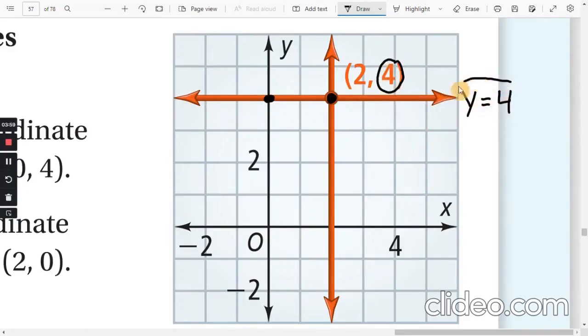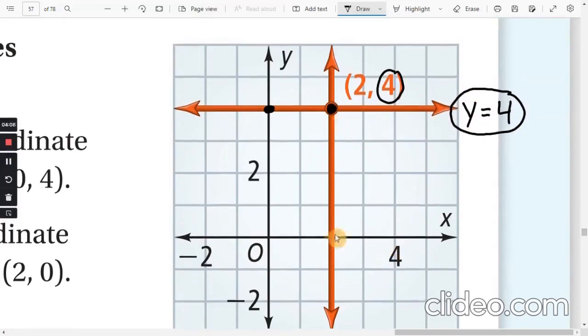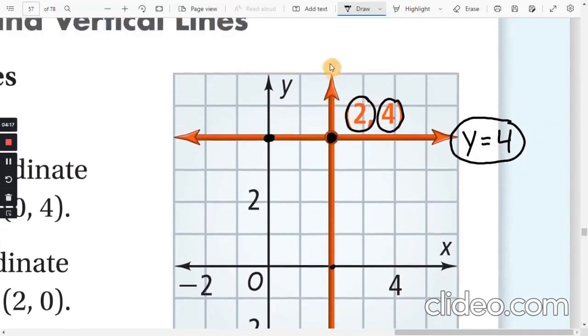So that's it for the horizontal equation. And then for the vertical line equation, we can see it passes the x-axis. And what point does it pass the x-axis? Well, that's right here. X equals 2. So the equation for this line is x equals 2. So it's pretty easy. This line was x equals 2, and this line was y equals 4.